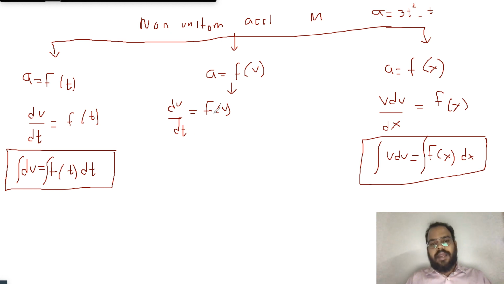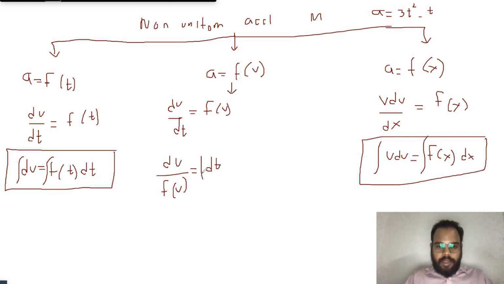What I can do is take f of v to the left side. So my term will be dv upon f of v. Now this we can integrate. dv upon f of v is equal to dt, and then I'll integrate on both the sides. I'll get the equation in terms of velocity and time, and I'll get my solution.